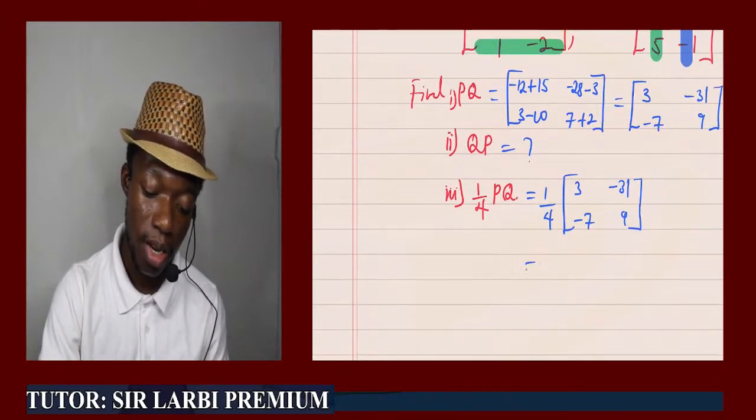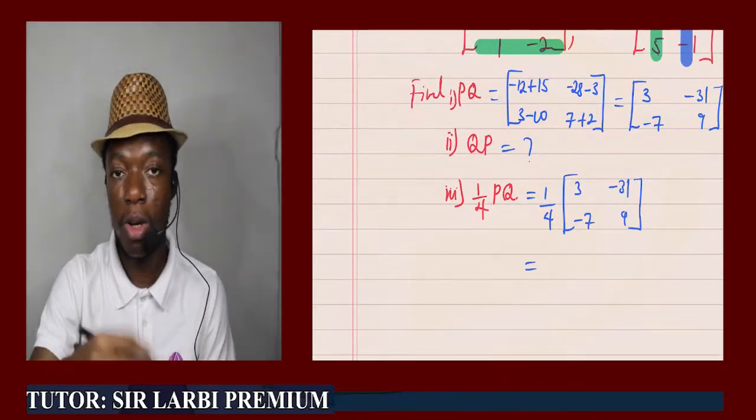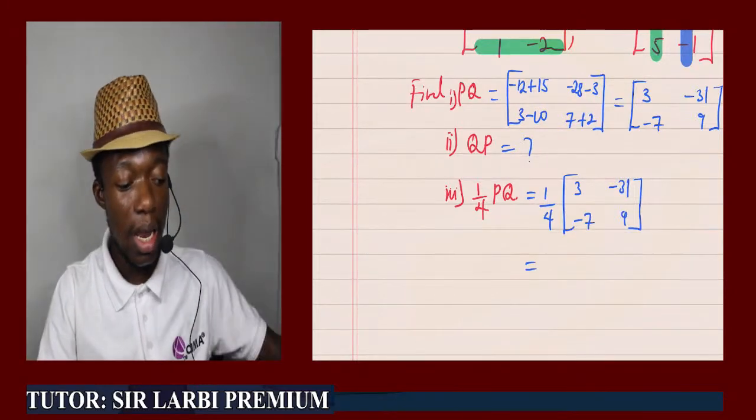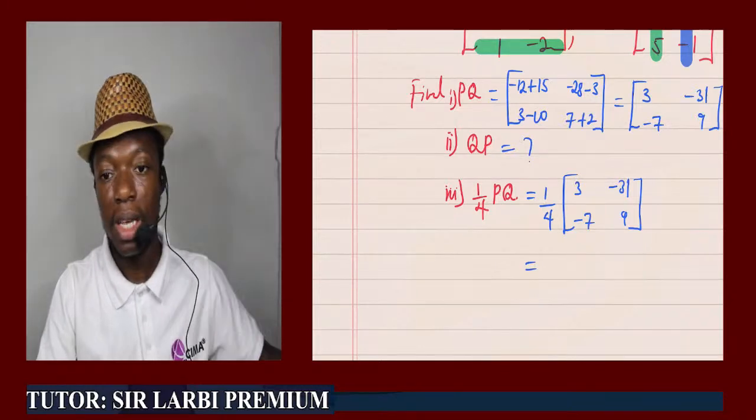Okay, so what do we get? Here we said that a scalar will multiply individual elements in the matrix, or individual entries.